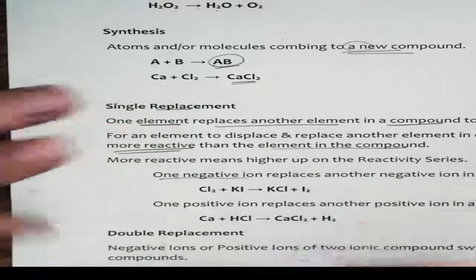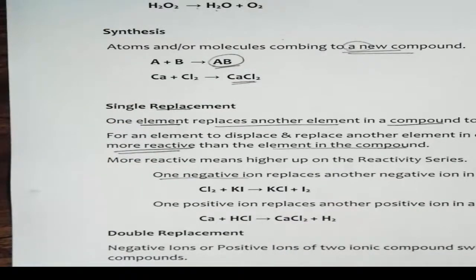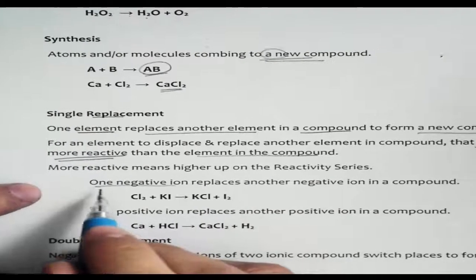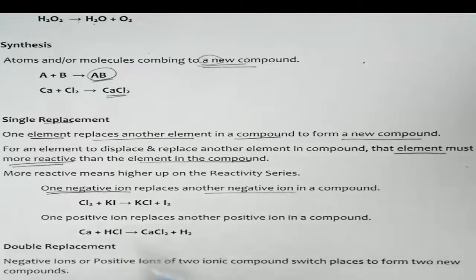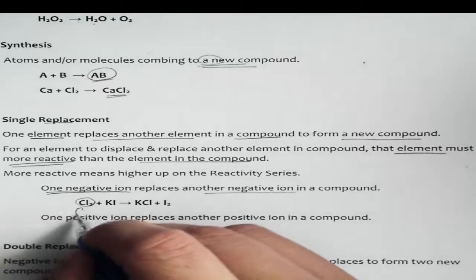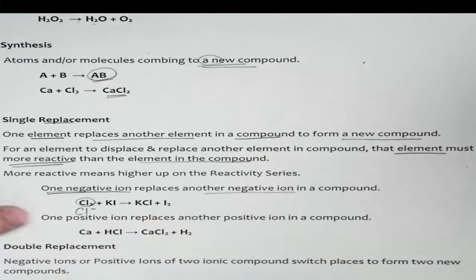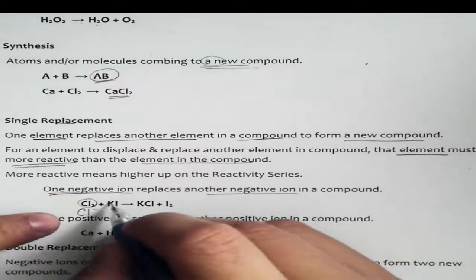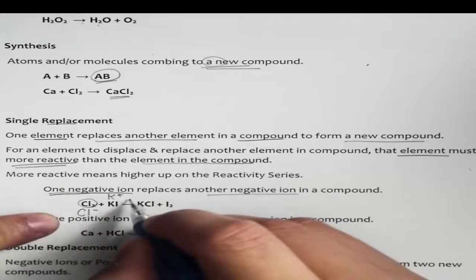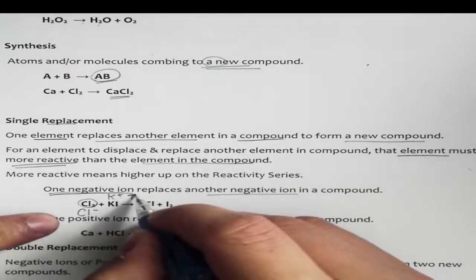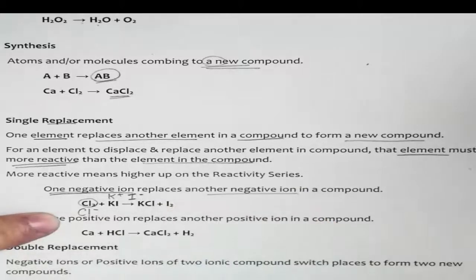There are two types of single replacement. One is that one negative ion replaces another negative ion. For example, in this case, we talk about chlorine. In chlorine gas, we would have Cl minus, and that's the ion that makes chlorine gas. Here we have potassium and iodine. We know potassium is a metal, so that's plus, and iodine is iodide, which is your negative ion.